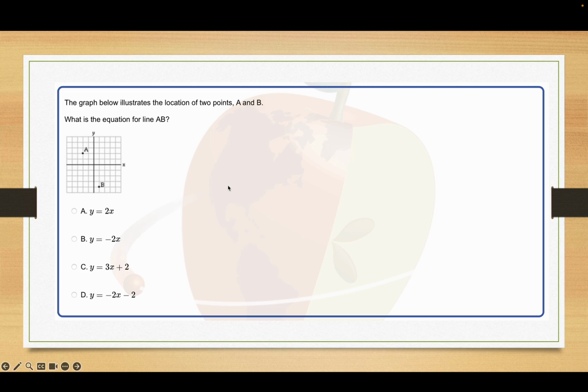Okay. So I notice if I draw the line directly from A to B, it's going to pass through right here, which is -2. So the y-intercept is going to be -2. And as I look at the choices, A doesn't have a y-intercept of -2. B does not. A's slope is 2. B's slope is -2. C has a y-intercept of +2, slope of 3. D is the only one. Remember, y equals mx plus b. D is the only one that has a y-intercept of -2. So it's choice D. Okay.